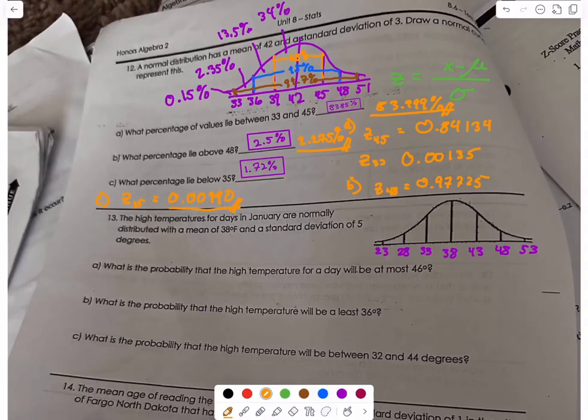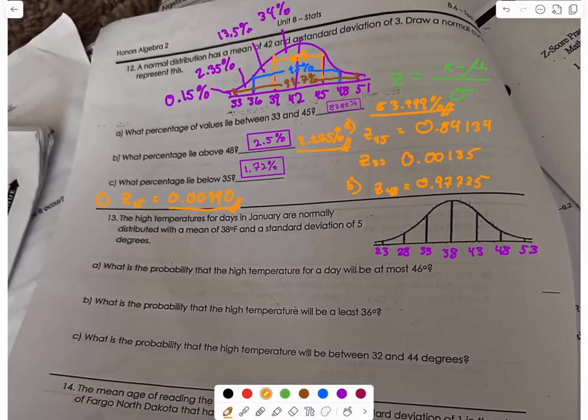Let's see if that works for 13. I'm not saying these answers are correct. I'm just saying I know that this is another technique and it's close to what we had before. So in many other cases. So the high temperature for days are normally distributed with an average of 38 and a standard deviation of 5. What's the probability that the high temperature for a day will be at most 46?